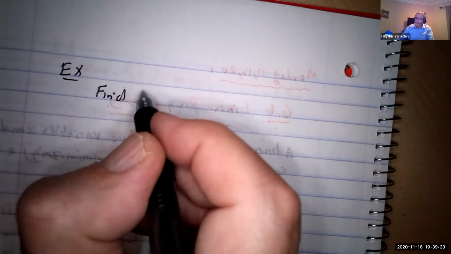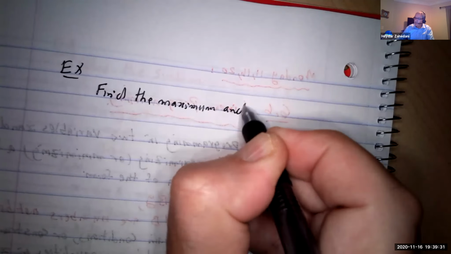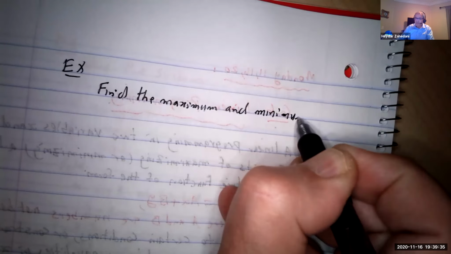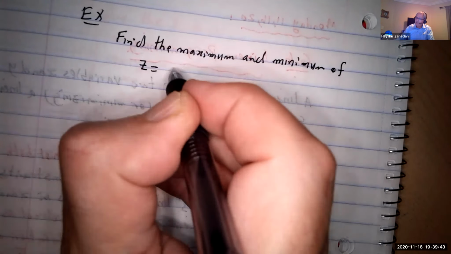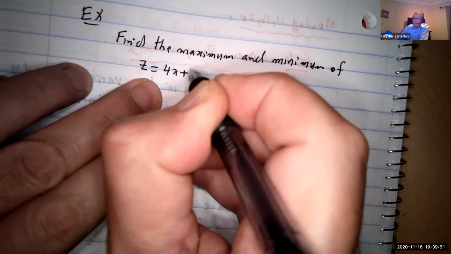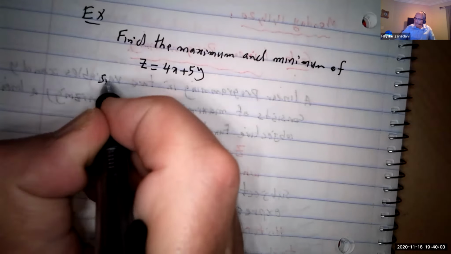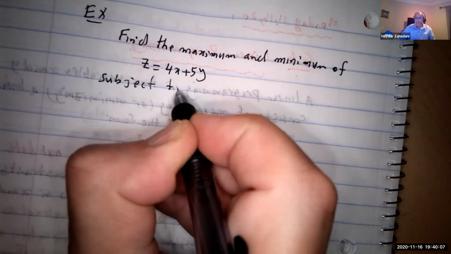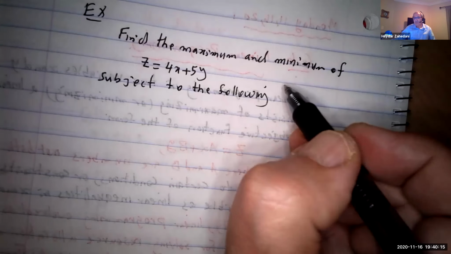So we want to find the maximum and the minimum of this objective function z equal to 4x plus y, subject to the following constraints.